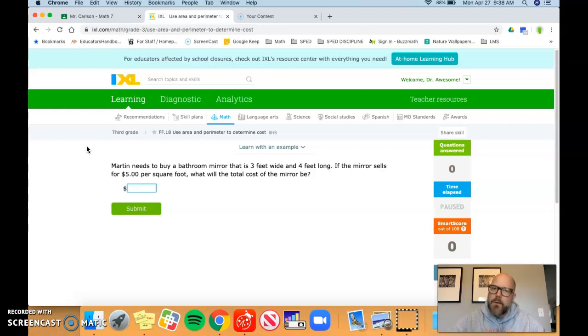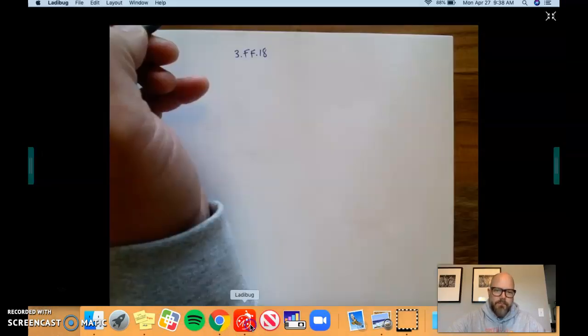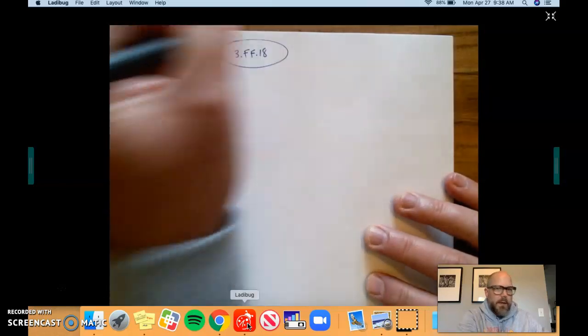A lot of rectangles are going to be used in this assignment, and squares, but you're going to have to determine, do you need to find the perimeter or the area? So real quick, let's just review. Again, this is 3FF18.